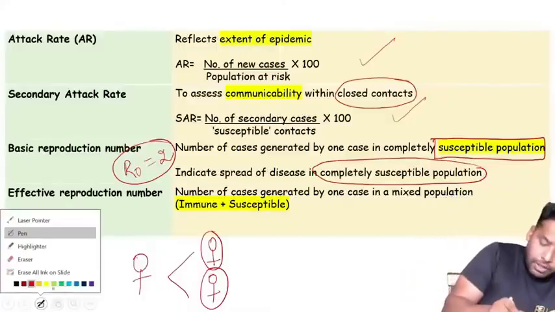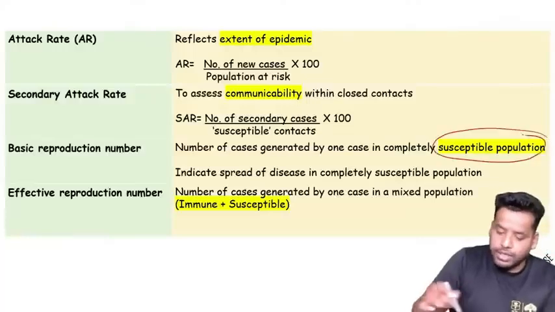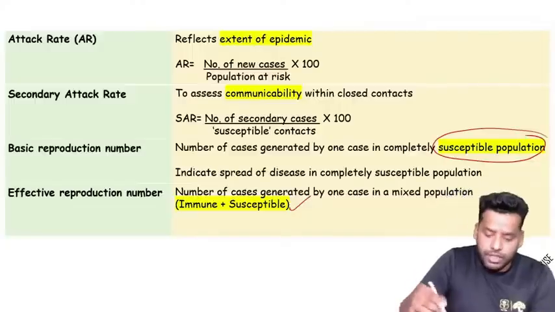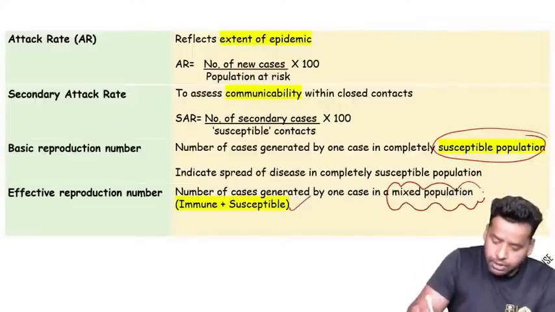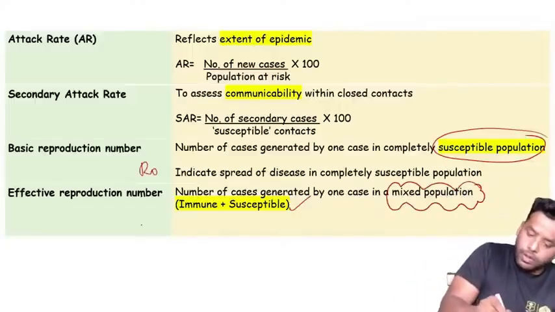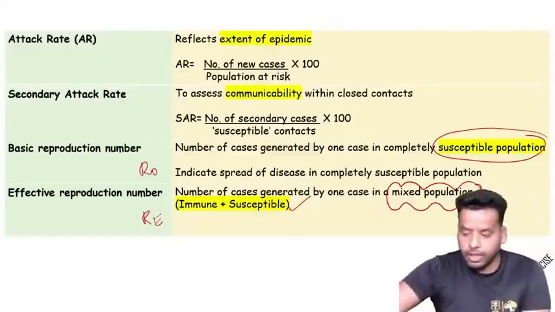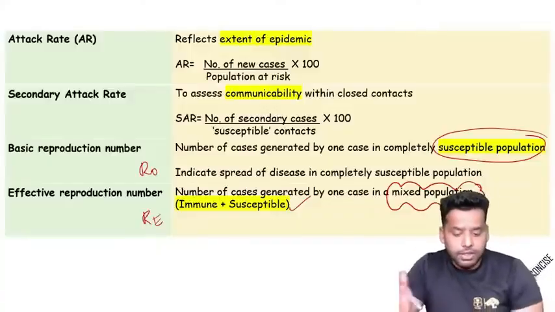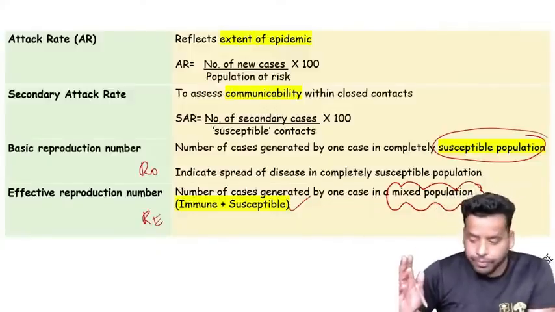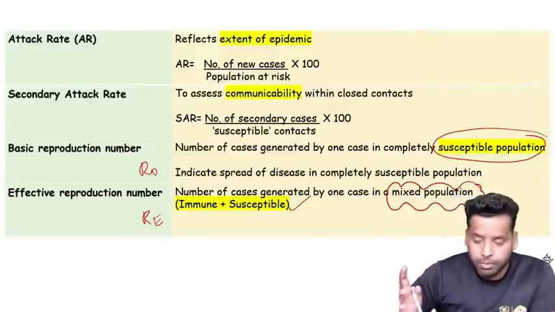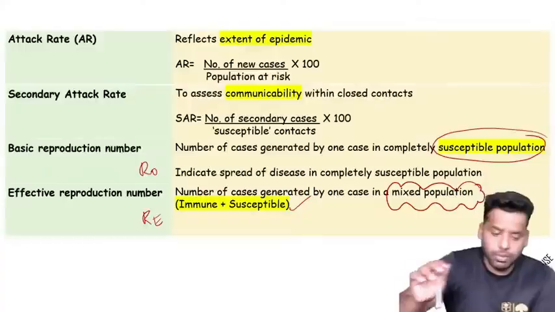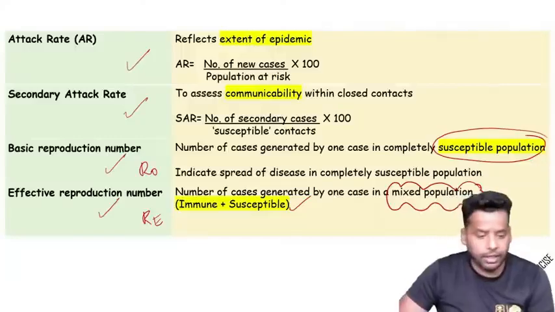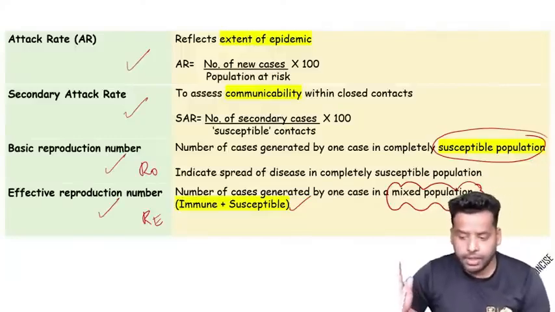If instead of a completely susceptible population I change it like this: how the disease is spreading in a mixed population, where some are immune and some are still susceptible, what number is used? Effective reproduction number. Good. Don't make mistakes in these indicators.